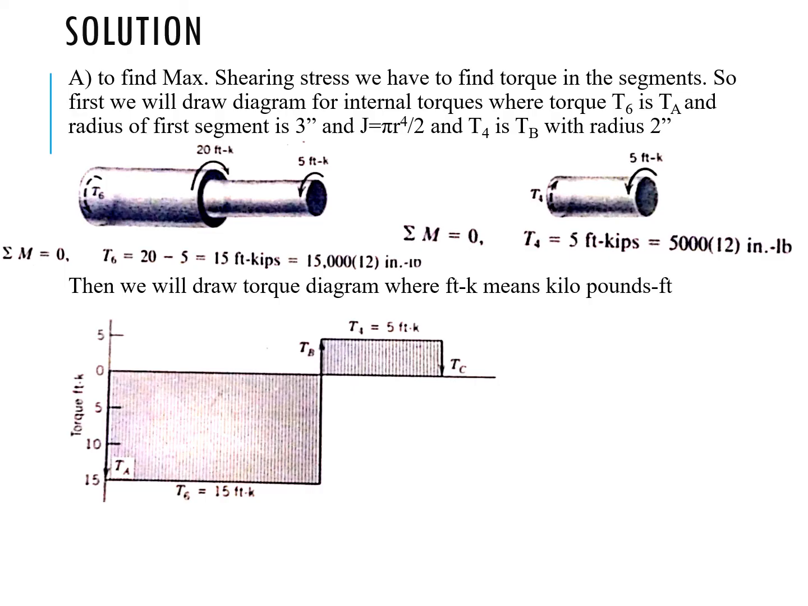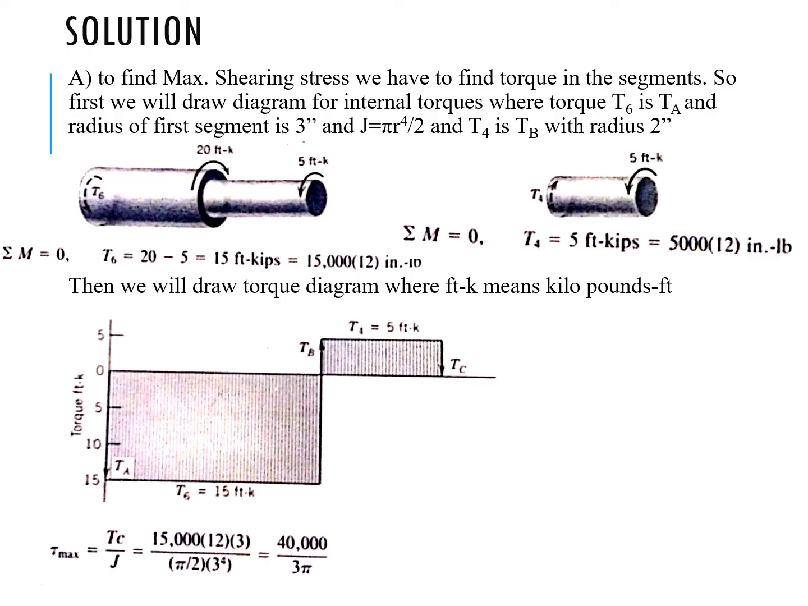At point C, again the 5 torque is applied in counterclockwise direction, whereas T4 was 5 in clockwise direction, and the resultant torque becomes 0. So this diagram tells us that from segment A to B there is 15 foot K torque in counterclockwise direction, and from B to C there is a torque of 5 in clockwise direction. This direction is very important for us. Now we apply the formula.